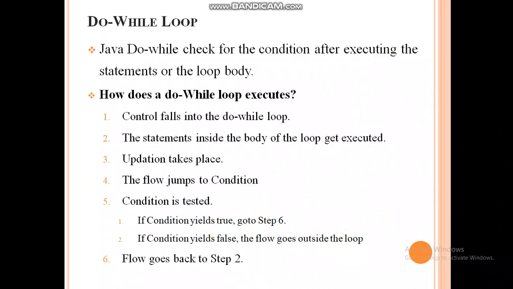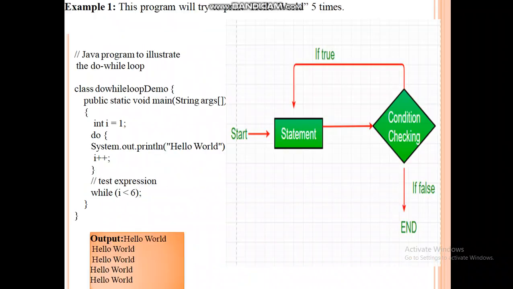Do while loop. It is called an exit control loop. How is a do while loop executed? Control falls into the do while loop. The statements inside the body of the loop are executed at least once, even though the condition is false. Updation takes place. The flow jumps to the condition. The condition is tested. If the condition is true, it will go back to step 2, that is execution of the statements. Otherwise, it will go outside the loop. This is an example for the do while loop.